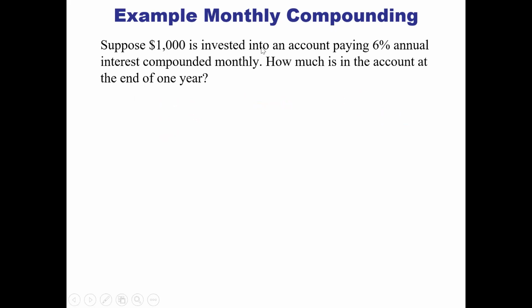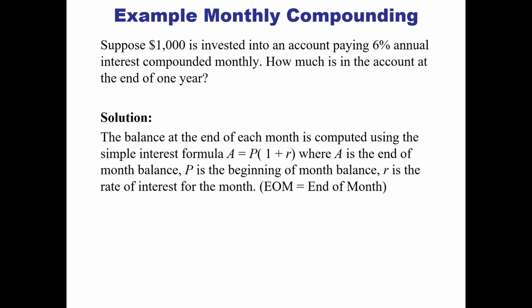Now, suppose it's invested into an account paying 6% annual interest compounded monthly. So here we had annually, here monthly. Monthly means every month is going to be adding that extra amount to it. How much is in the account after that 1 year? Because there's a lot of calculations for this one, I kind of am typing it out. We're going to do the same formula, A equals P times 1 plus R, because what really did that is just P plus the interest, P times R times the time, which is 1 in this case. So we just have principal plus interest, and that's going to be the amount at the end of each month.